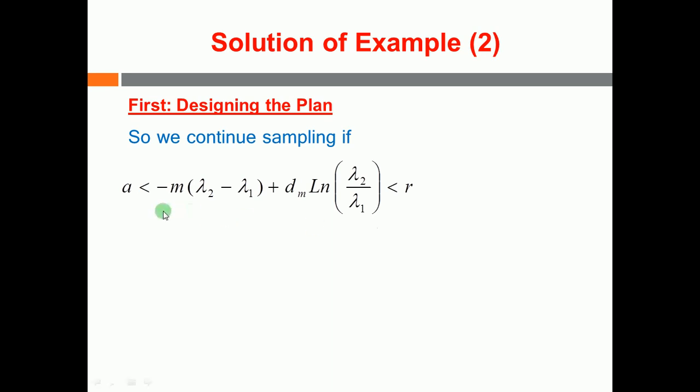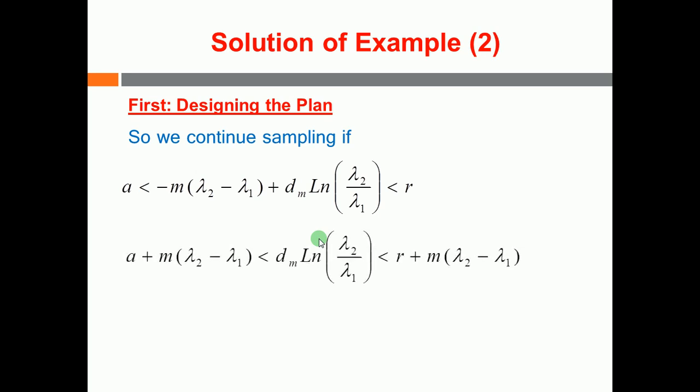In this case I take the ln of the likelihood ratio and put it between the two values A and R. Then I add the same quantity on the right side and on the left side, and since addition and subtraction do not affect the inequality direction, here we have, as you can see, that the main decision is based on the comparison of a DM with the limits XA and XR.